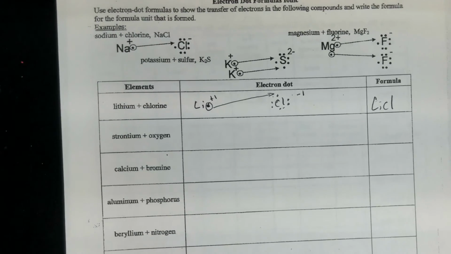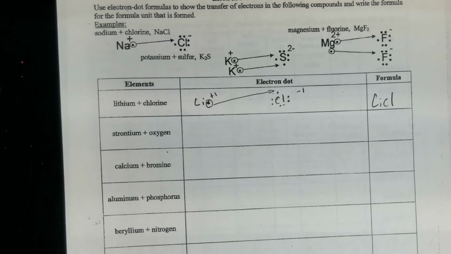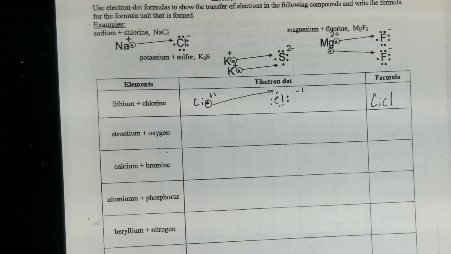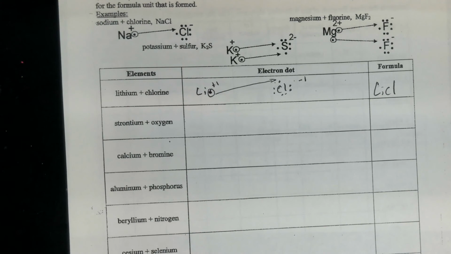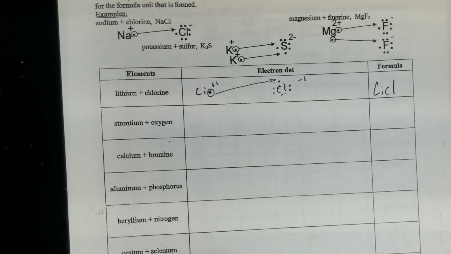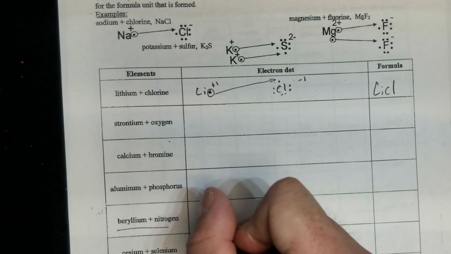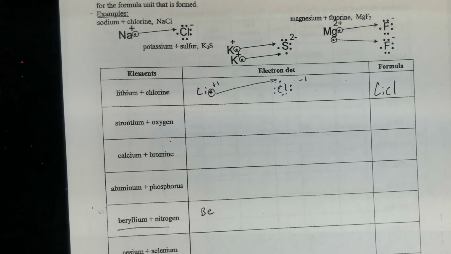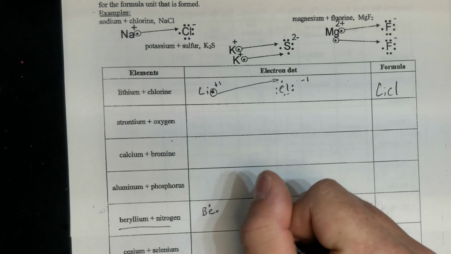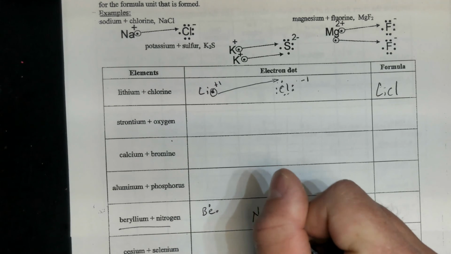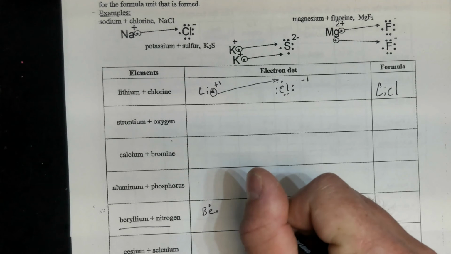So let's do one that's unbalanced. Our strontium and oxygen is going to be balanced, calcium, bromine. Let's do beryllium and nitrogen. So beryllium is Be. It's in group 2, so it's going to have 2 valence electrons. Nitrogen is going to have 5 valence electrons.